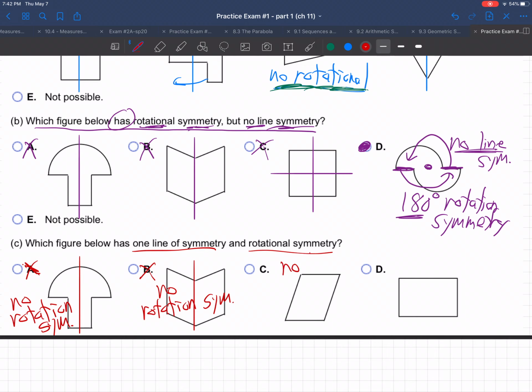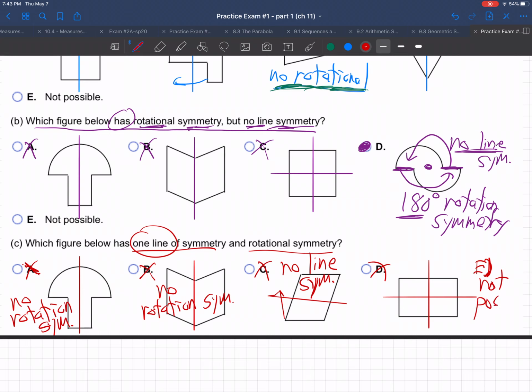C has no line symmetry. You might say, well, what about this line right here through the middle? No, it's not the same. This part would have to be right up there. It's not. So there's no line symmetry. How about D? D has a line through there and a line through there. Two lines of symmetry. It's the same on both sides of both those lines. It's only supposed to have one line. So D's out, C's out. They're all out. Option E is not on the screen here, but that's our answer. It's option E, not possible.